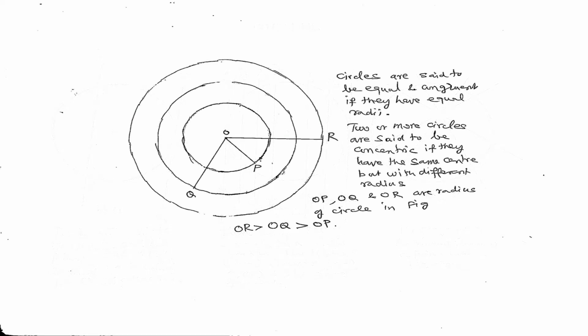Now in the next slide, circles are said to be equal and congruent if they have equal radii. Two or more circles are said to be concentric if they have the same center but different radii. OP, OQ, OR are radii of the circle. In this figure, OR is greater than OQ, OQ is greater than OP.